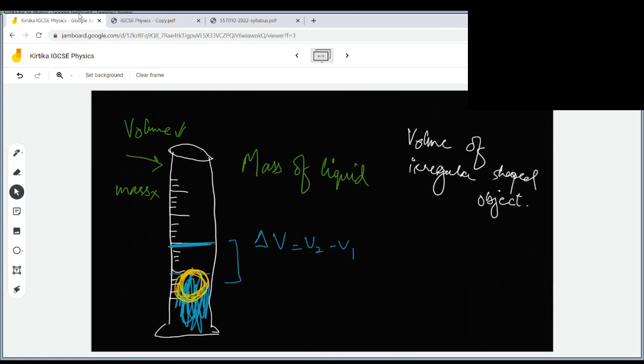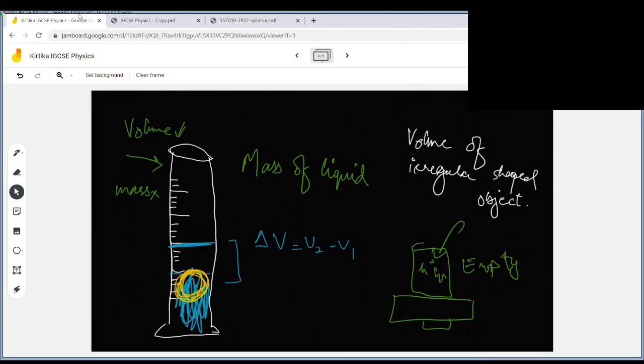So what I do is first I put an empty beaker on top of the pan, and I take its reading. Then fill it with water or whichever liquid. And then I take the second reading. So the mass obviously would have increased. That increase in mass is the mass of the liquid.